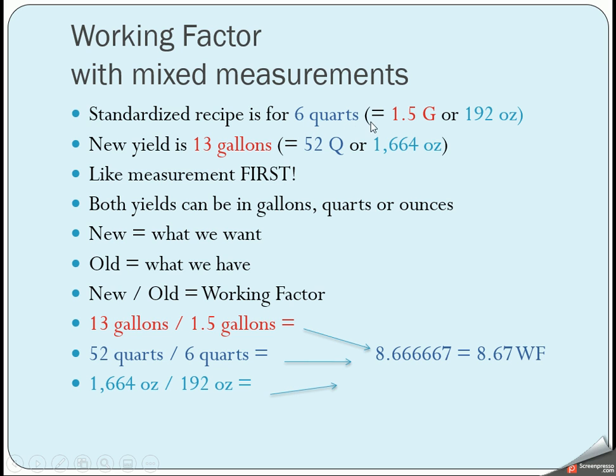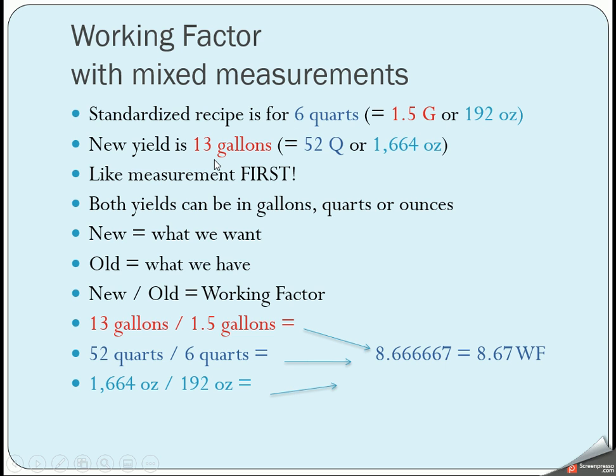So 6 quarts is equal to 1.5 gallons because there's 4 quarts in every gallon. So 6 divided by 4 gives you 1.5. Or 6 times 32 ounces in a quart gives you 192 ounces.